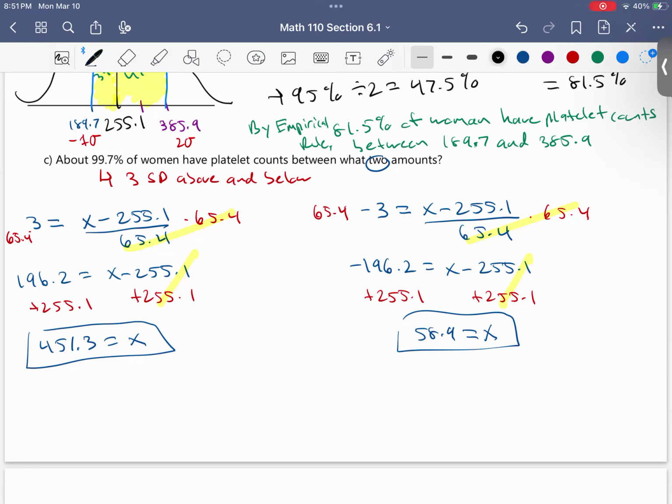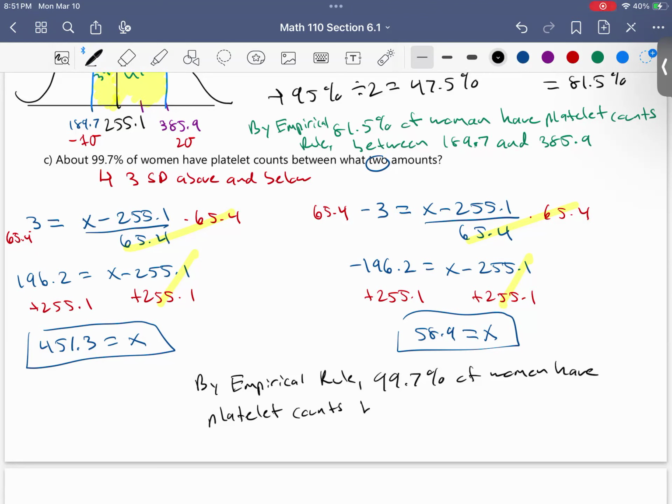So let's go ahead and write that out. By empirical rule, 99.7% of women have platelet counts between 58.9 and 451.3.